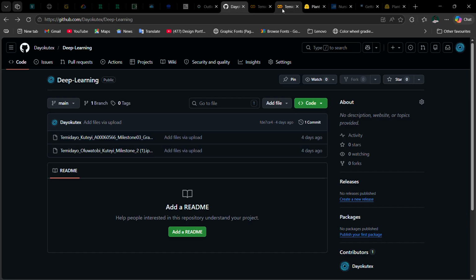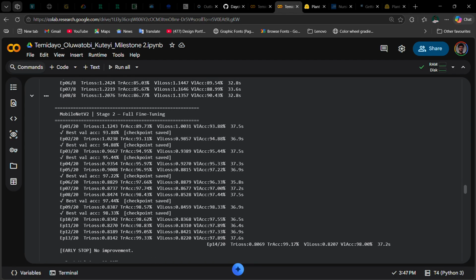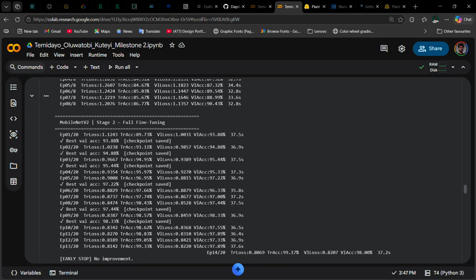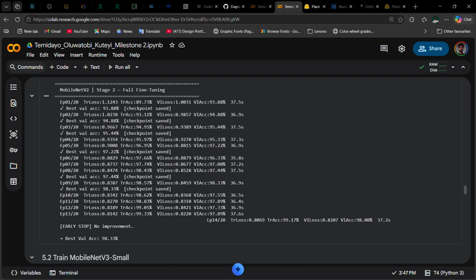Well, the MobileNetV2 achieved 97.89% during the testing of the accuracy, using only 11% of the full training data, which is just 1.61 percentage points below the current state of the art.